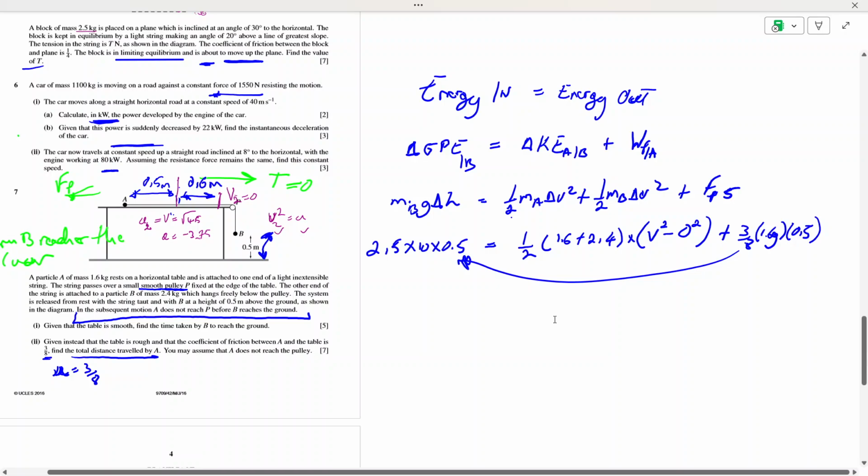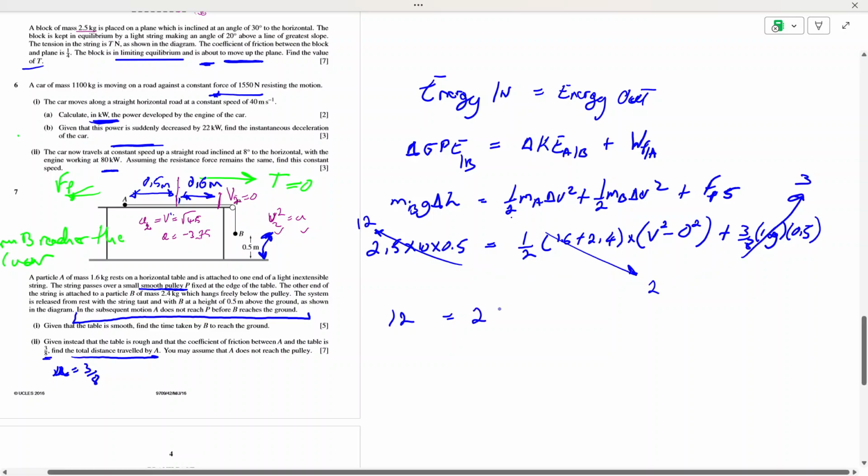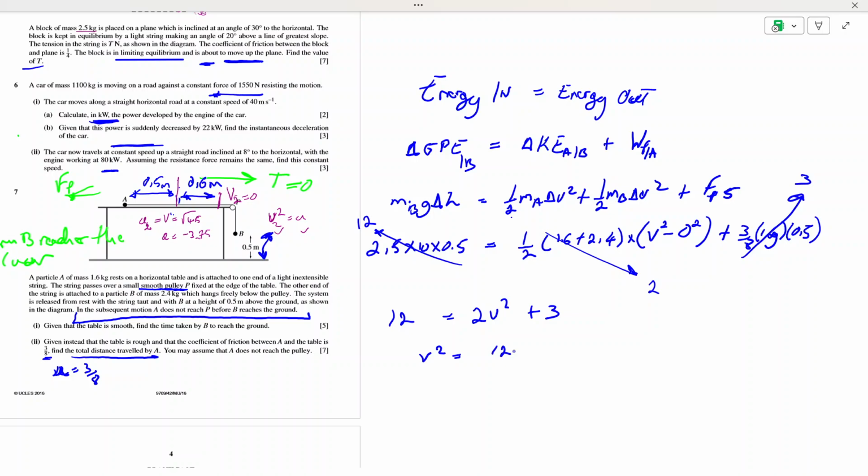and then this whole thing is going to be 12, and this whole thing is going to be 3, and then this whole thing here is going to be 2. So I'm going to have 12 is equal to 2 v squared plus 3. Therefore, v squared is equal to 12 minus 3 divided by 2, which is simply 9/2, or 4.5. Remember, this is the same 4.5 that we got earlier.